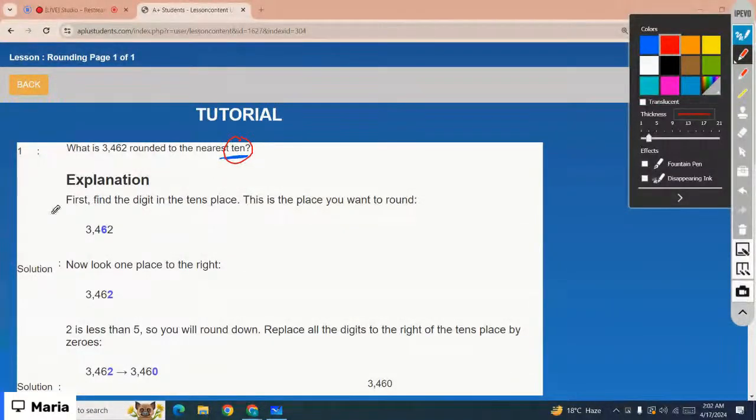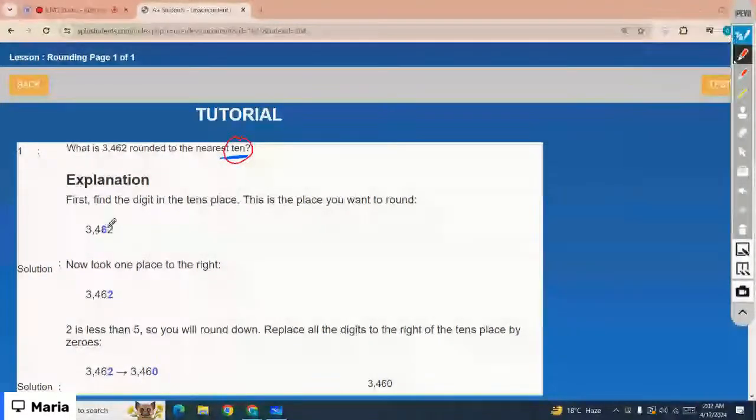So first find the digit in the tens place. The digit at the tens place is 6, right? You have to go one place right of the tens. So one place right, 2, right? You always go, like for example, if you are given to round off the hundreds digit, you have to go on the right hand side of the digit, right?